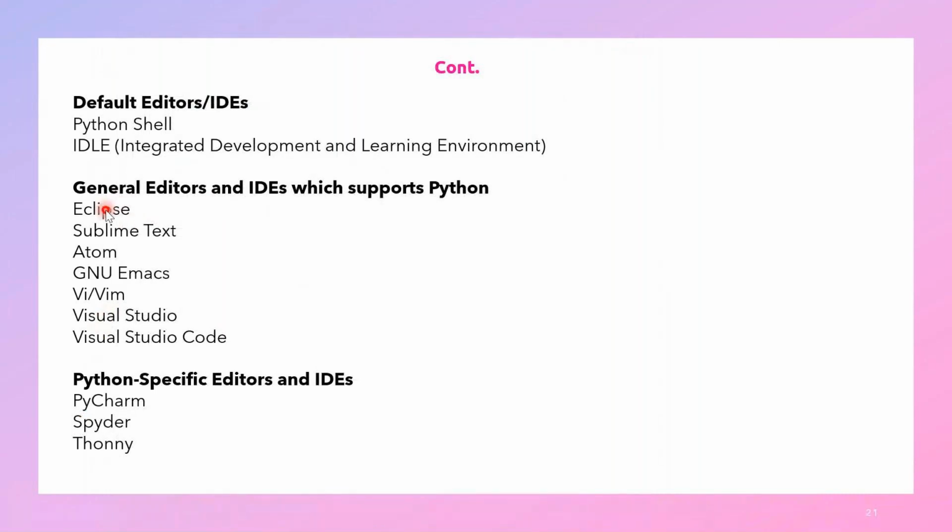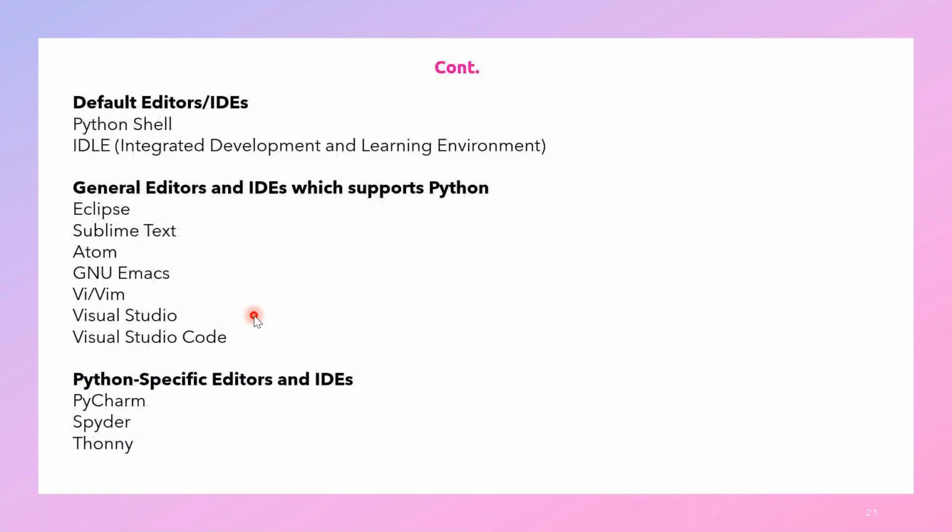There are a lot of editors available here: Eclipse, Sublime Text, Vi, Visual Studio Code, and so on. I would prefer to use Visual Studio Code. It's a general purpose IDE. If you want something specific to Python, you can go with PyCharm, Spyder, or Thonny. People usually manage with Visual Studio Code, and sometimes they use PyCharm. In our class, I am going to give the demo in Visual Studio Code only.